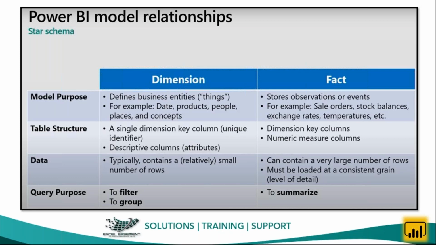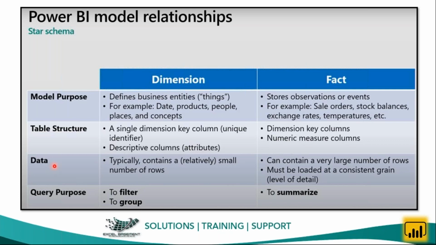The first is the model purpose. The dimension gives you products, people, places, concepts, and date, because it defines the business entities, whereas the fact table stores the observations or events. For table structure, a dimension has a single unique key and descriptive columns, whereas in the fact table there are many columns which are repeating and recurring in nature, either numeric measure columns or dimension key columns.